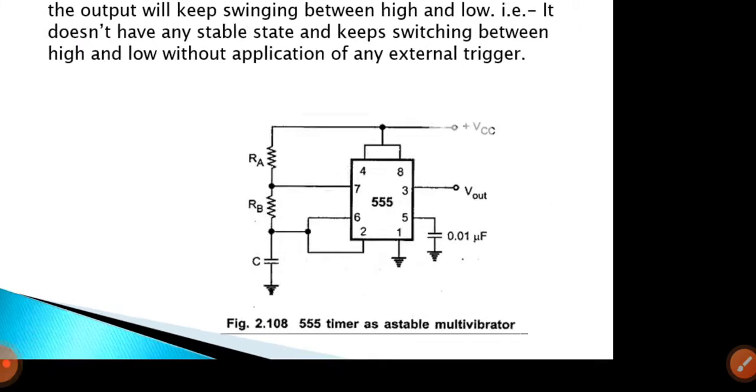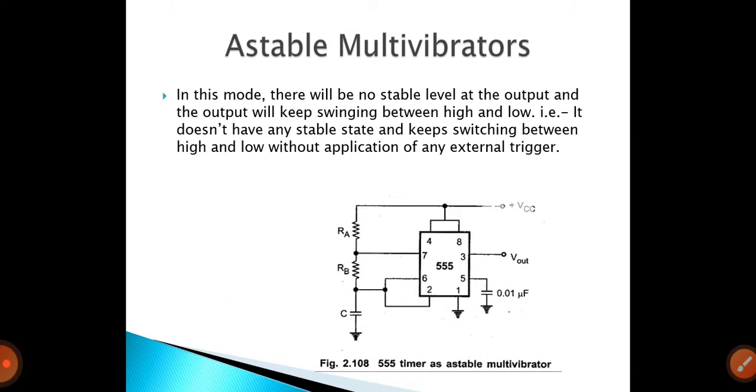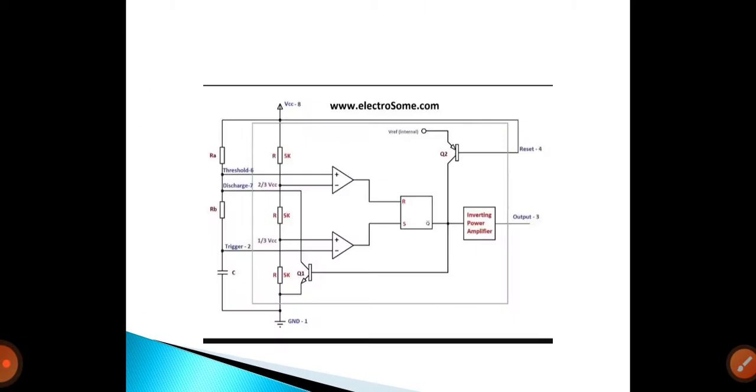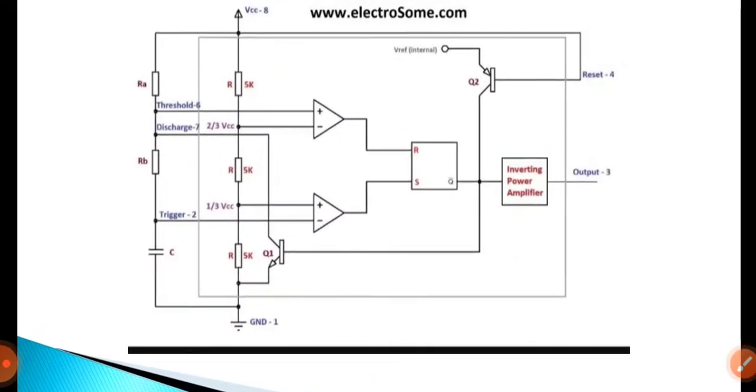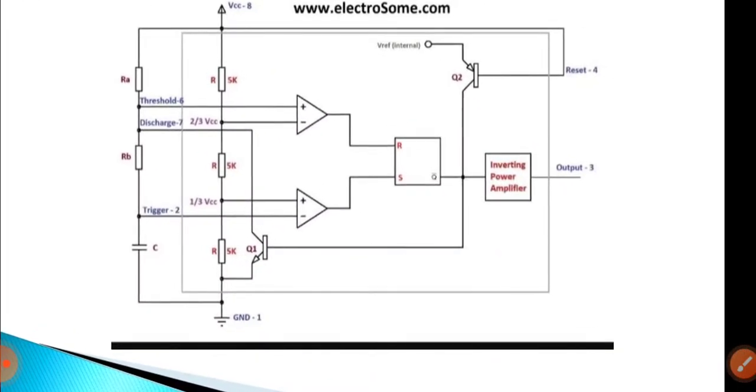Let us discuss the block diagram of the astable multivibrator. This is the block diagram. First we have to see the components. What components are they using? Two transistors. In monostable, only one transistor was used, with only one stable state. Here it takes on and off states, that's why two transistors are used.